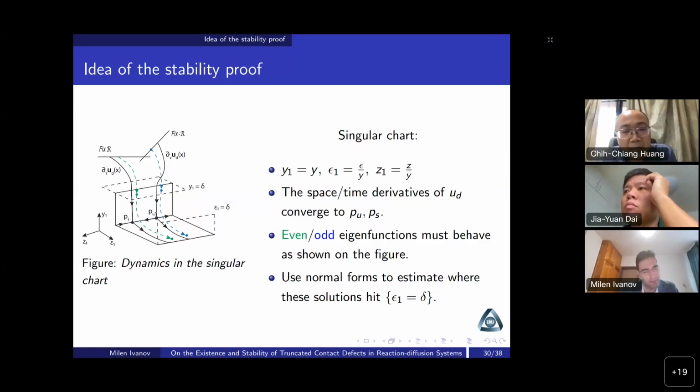Solves the equation, but not necessarily the boundary conditions. So we have the space derivative, which converges to a point over here, to an equilibrium, and the time derivative, which converges to another one. And I need eigenfunctions which are close to the space and time derivative. So if I start close, I'm going to move here. And over here, this equilibrium has one stable and two unstable directions.